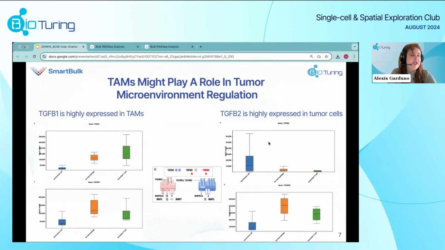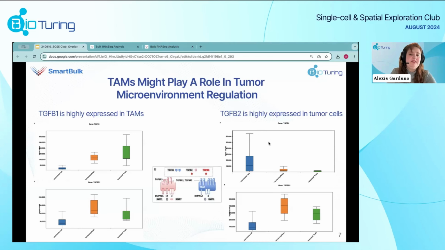And this suggests a potential role overall in the TGF-beta signaling complex in regulating these interactions between these two cell types. So TGF-beta signaling is a complex pathway that can be both tumor suppressive and tumor promoting. And in the context of ovarian cancer, since we are looking at this in HGSC patients, we can see that TGF-beta signaling may contribute to tumor growth in these patients, invasion or immunosuppression. So it may have an immunosuppressive role as well.